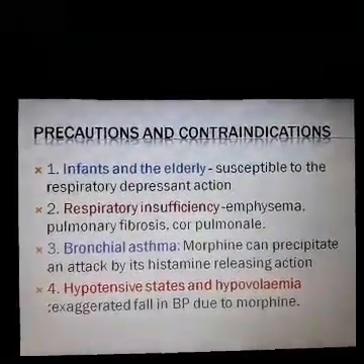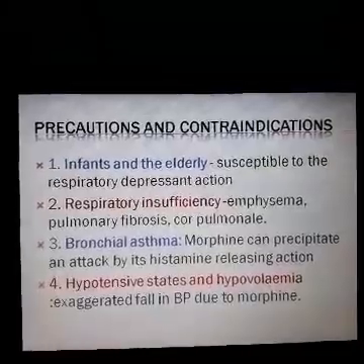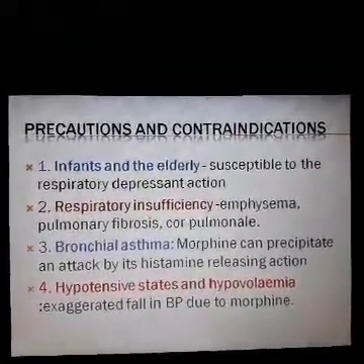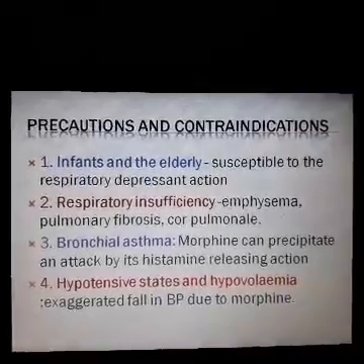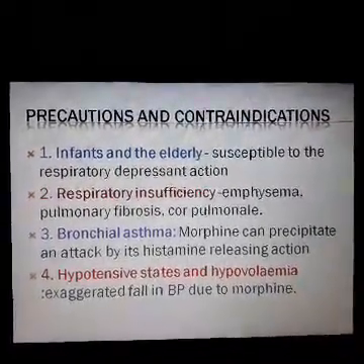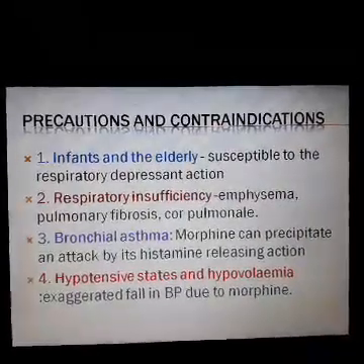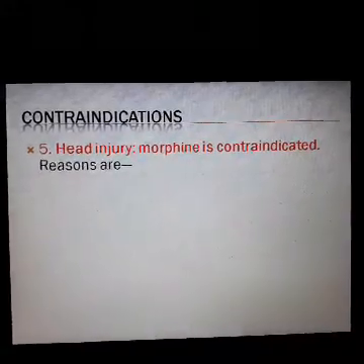So in patients already having hypotension or hypovolemia due to some other reason, we should not give morphine because it can aggravate the hypotension due to depression of the vasomotor center. So these are the relative contraindications of morphine: infants, respiratory insufficiency, bronchial asthma, hypotensive states, and hypovolemia. Head injury is a very commonly asked question.